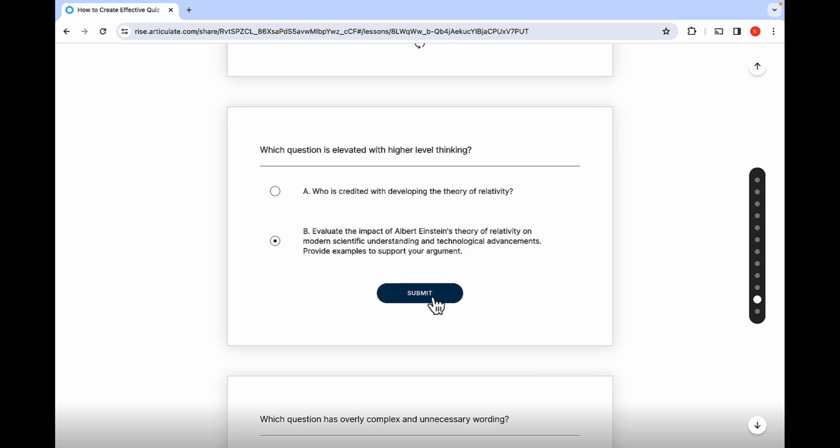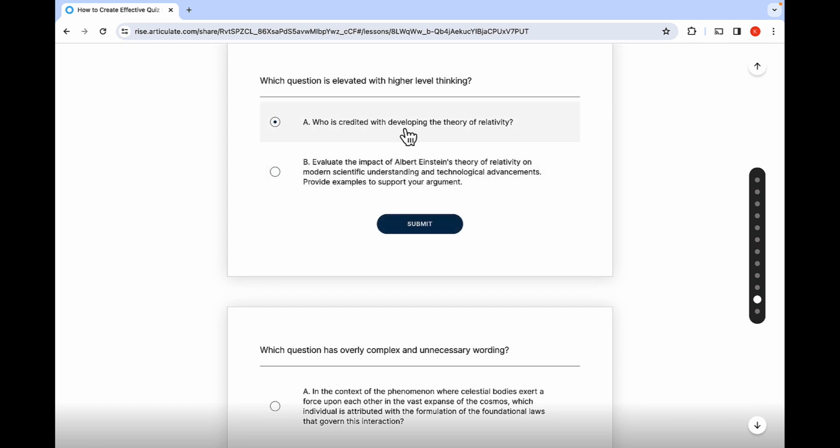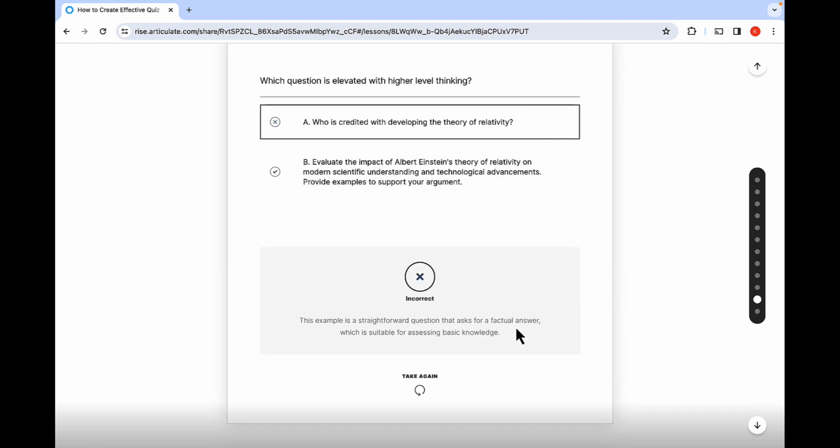If you chose B, that is the correct answer. This not only asks students to recall, but it also requires them to analyze the impact of Einstein's theory in both science and technology. If you were to take this one again and choose the incorrect answer, more feedback is provided.